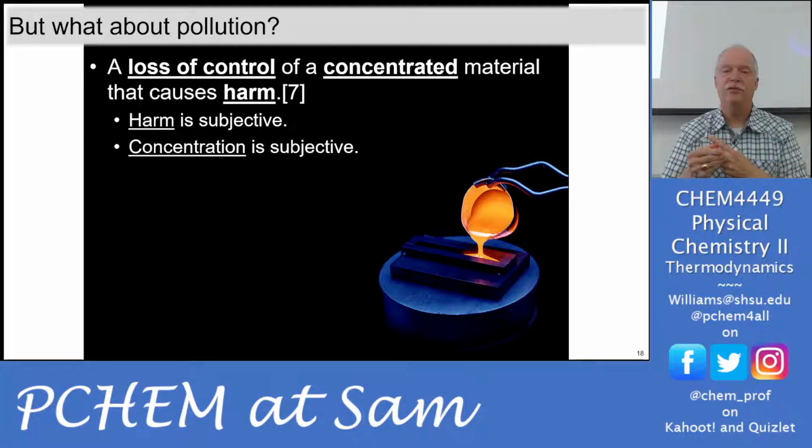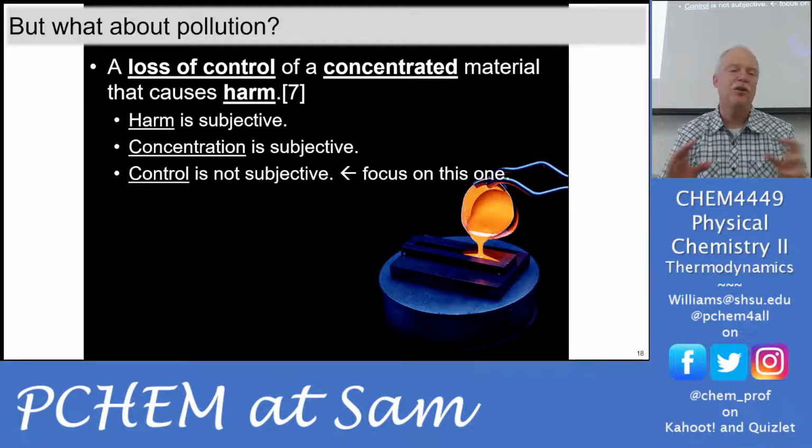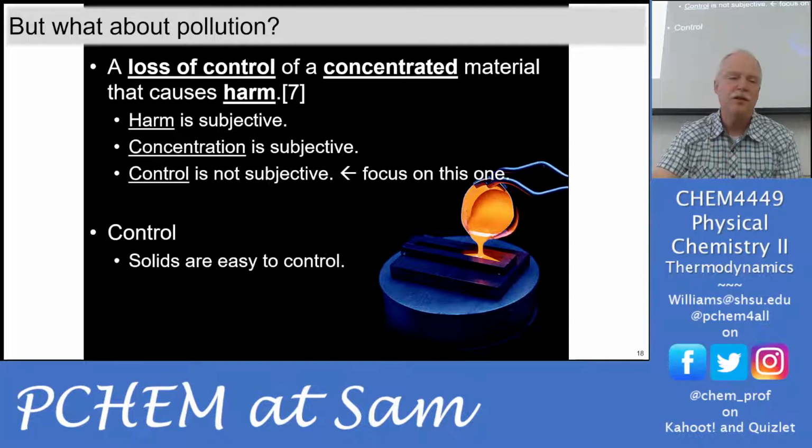Concentration is subjective. Okay, so again, is CO2 in the atmosphere at 500 parts per million toxic? Is 600, 700, or is that such a good thing for plants? Again, you're going to have different opinions on that, but control is not subjective. You either have control of it or not. And so that's what we focus on. We focus on, do you have control of your output?